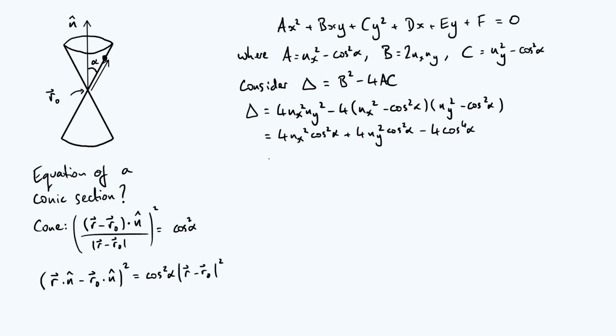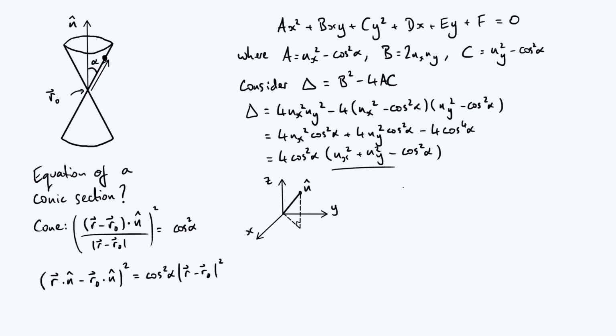Now, there is a common factor in all of these terms of 4 cos squared alpha, so I'm going to factorize that out. So 4 cos squared alpha, you're going to get nx squared from the first term, ny squared from the second term, and you're just going to get minus cos squared alpha from the third term. So what are we going to do about this nx squared plus ny squared bit?